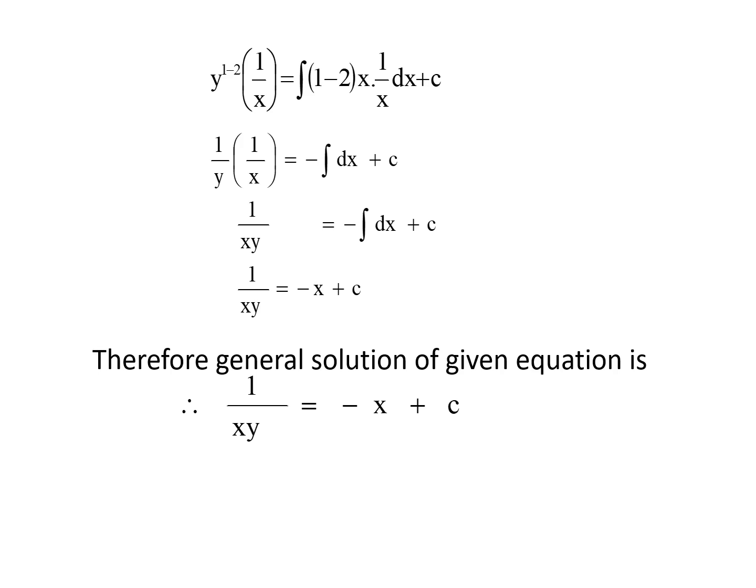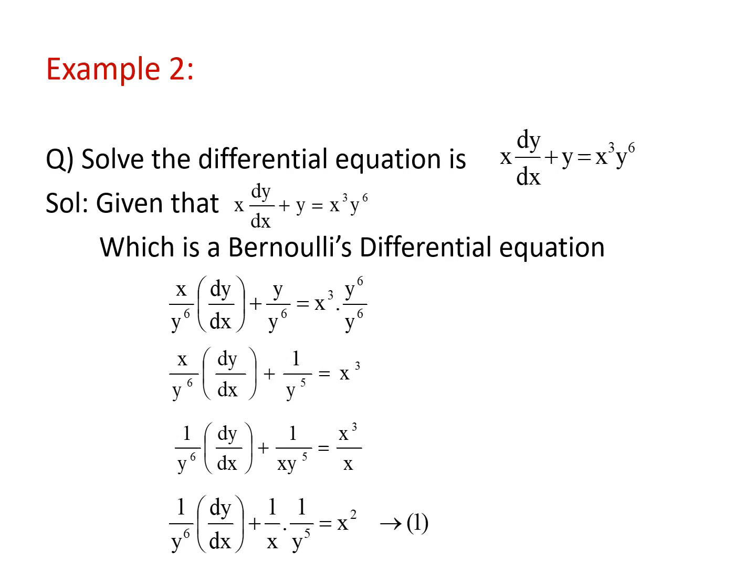1 by y into 1 by x becomes 1 by x into y is equal to minus integral dx plus c as it is. Move on to the next line. 1 by xy is equal to minus integrating dx becomes minus x plus c. Finally, we got the general solution of the given equation: 1 by xy is equal to minus x plus c.